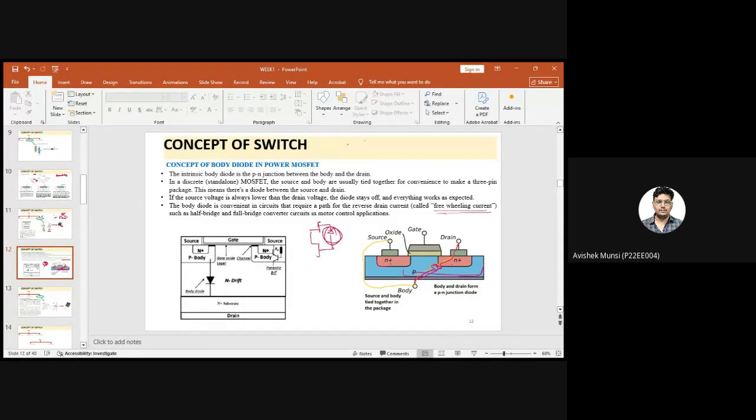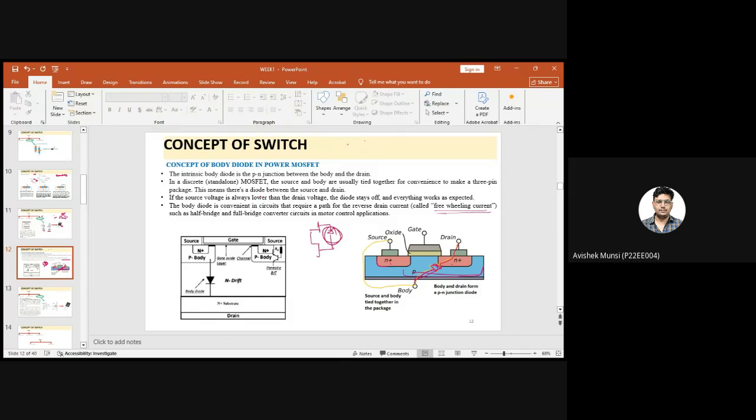Okay. In a signal MOSFET, if you have learned that in analog and all, there is a MOSFET, but in that case there is no body diode. But in case of the power MOSFET, this feature is there.